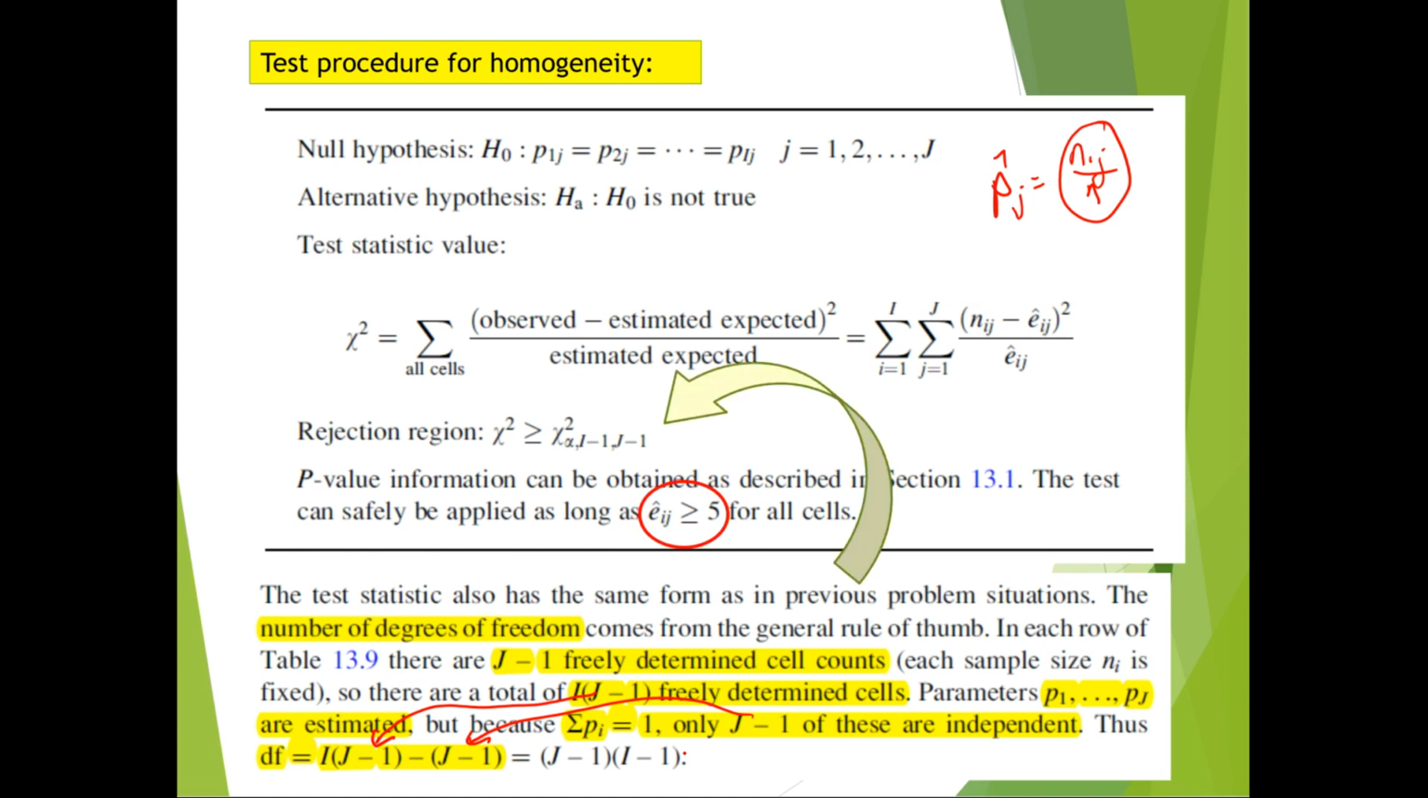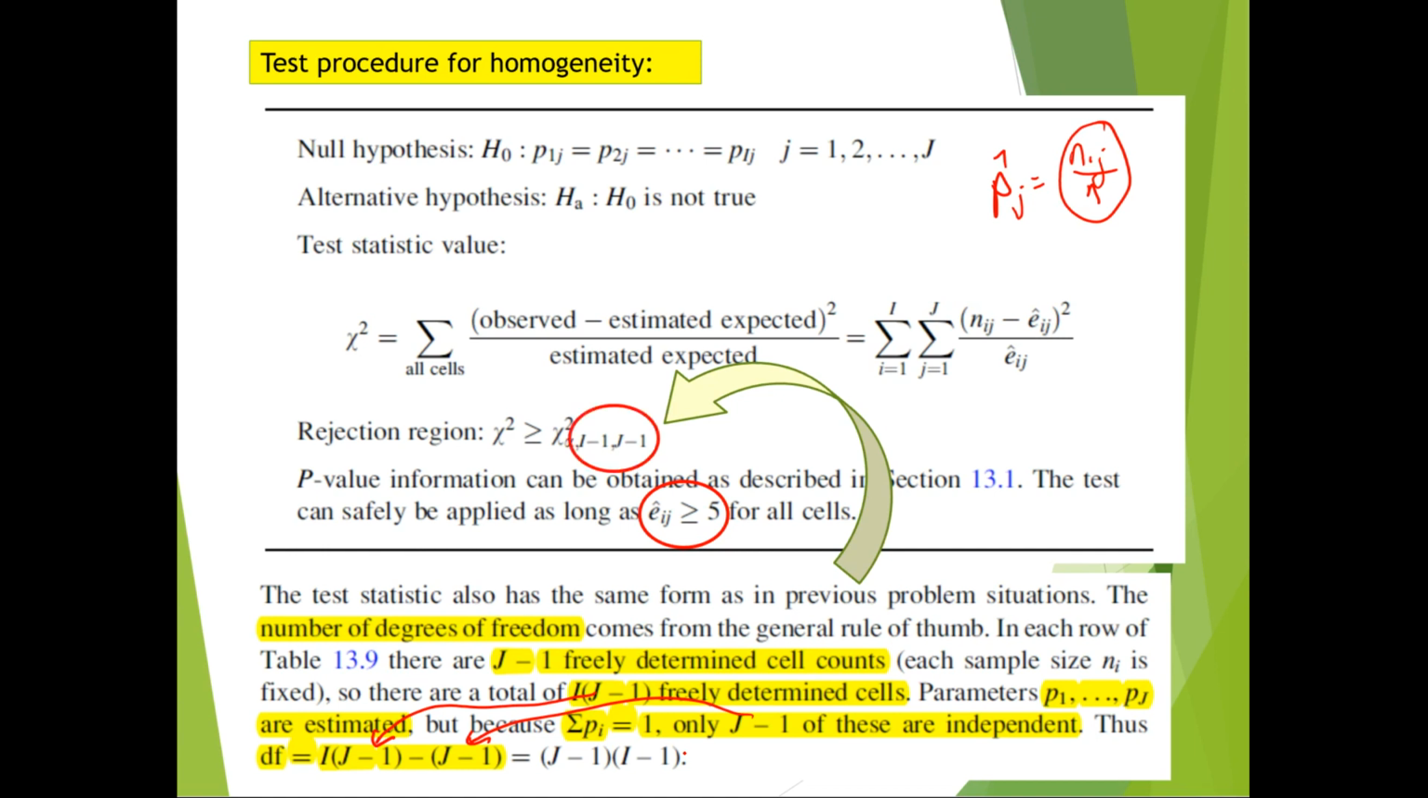The degrees of freedom for your test for independence will also be the same, but it's determined differently. Here we assume fixed totals for each population. J minus 1 freely determined cell counts in each row, which gives us I times J minus 1. And from that we subtract another J minus 1 because the proportions all add up to 1.